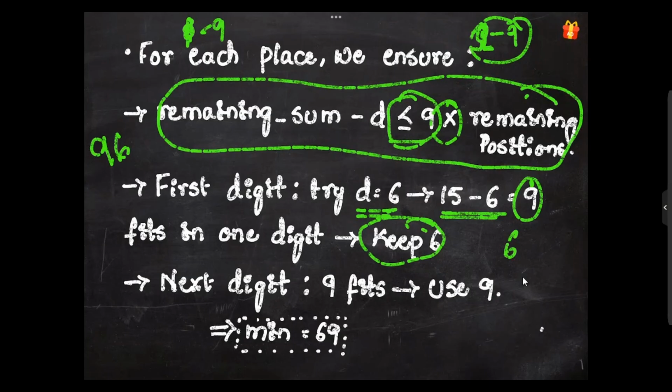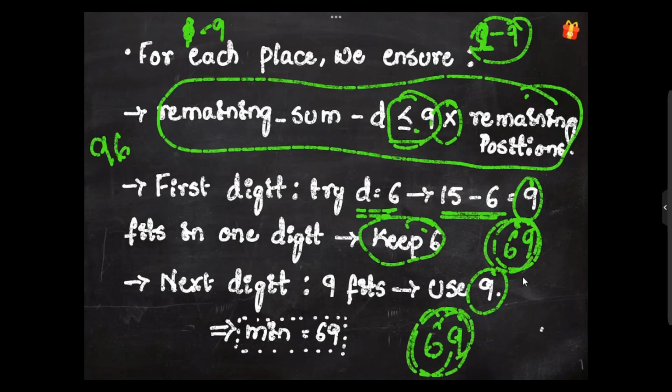The next digit is 9. 9 fits, again it is equivalent to 9, since remaining sum minus d is less than or equal to 9. So we will keep the number 9 as well. In turn we got the number 69, so the minimum here is nothing but 69.